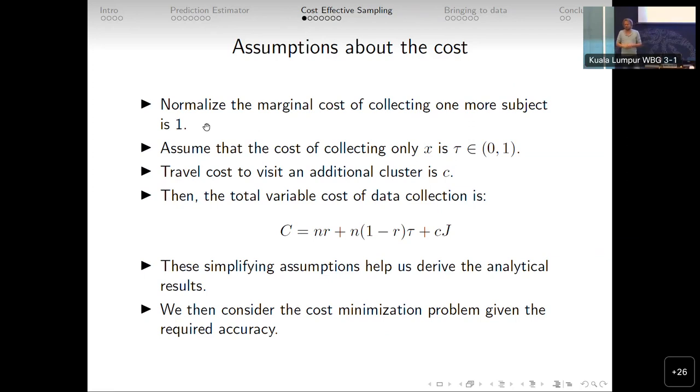And so after a lot of exploration, we managed to get our hands on a couple of teams that did carefully document the cost structure of the survey. And that allowed us to calibrate a cost function for survey data collection. And it allowed us to calibrate some of the parameters in this cost function. So without loss of generality, we normalized the marginal cost of collecting one more household to unity.